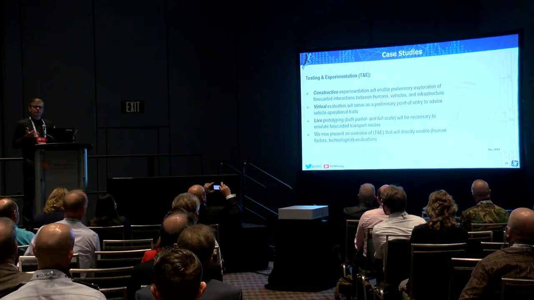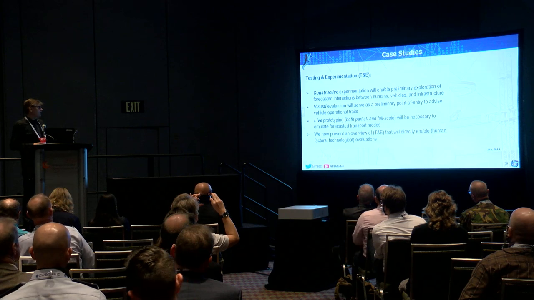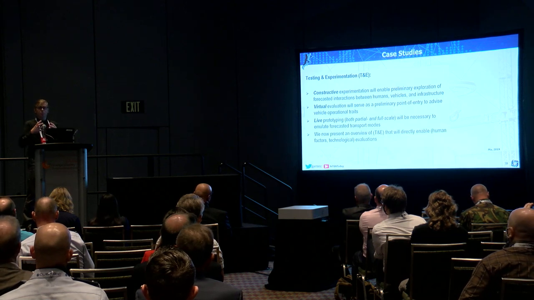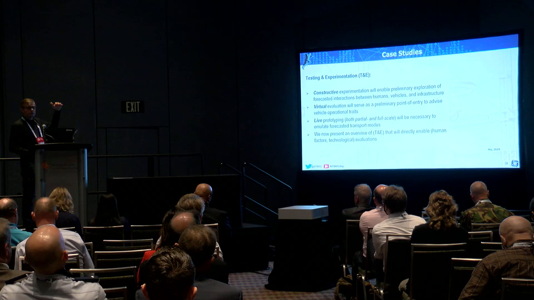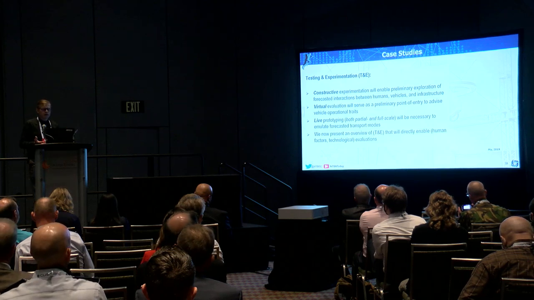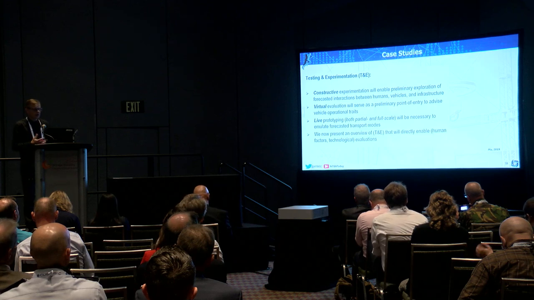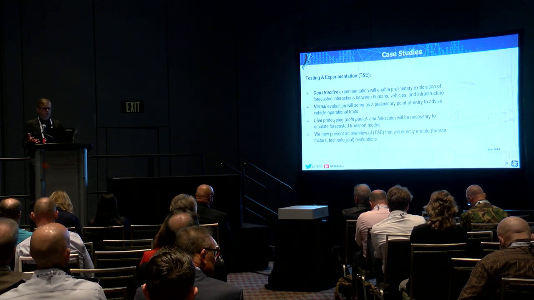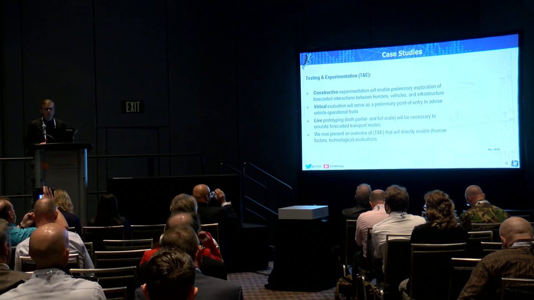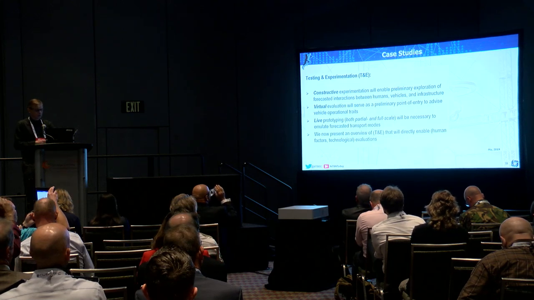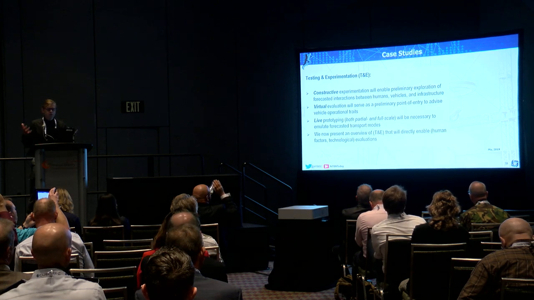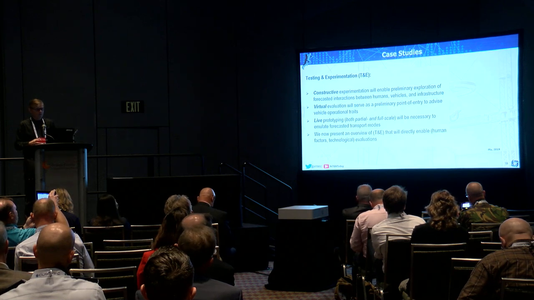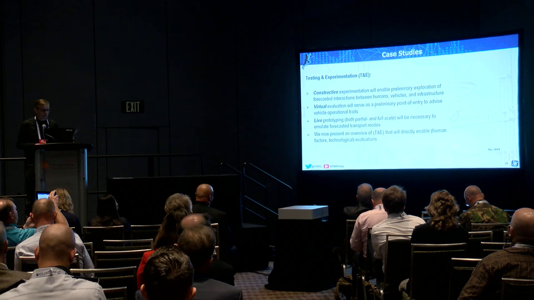But testing, experimentation, and LVC, we've already kind of talked through this. And in my view, the priority goes in reverse. I think these are going to have to be explored in tandem, in parallel, but the priority should be C, then V, then L. Constructive experimentation to enable preliminary exploration of forecasted interactions between the V to X, humans, vehicles, infrastructure. Almost as important, virtual evaluation is going to serve as a preliminary point of entry to advise vehicle operational traits. And then finally, most important, but probably has to come last, live prototyping, both partial and full scale, will be necessary to emulate forecasted transport modes.